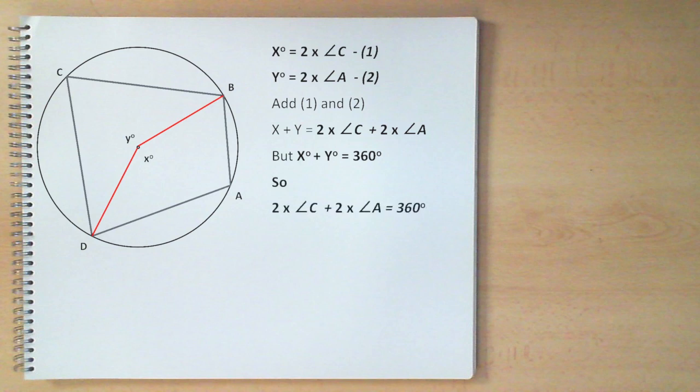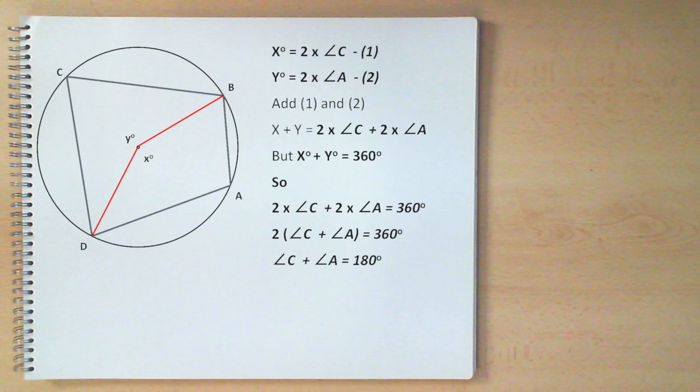So we can use that fact to rearrange the equation to get 2 lots of C plus 2 lots of A is equal to 360 degrees. And if you follow that through, put the C and the A in brackets, we can see that C plus A is equal to 180 degrees. And that is what we wanted to prove. We wanted to prove the angles opposite each other in a cyclic quadrilateral add up to 180 degrees.